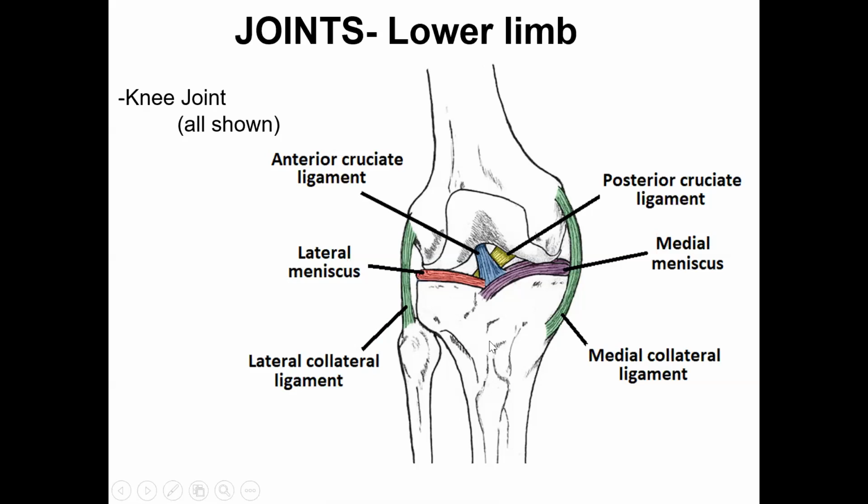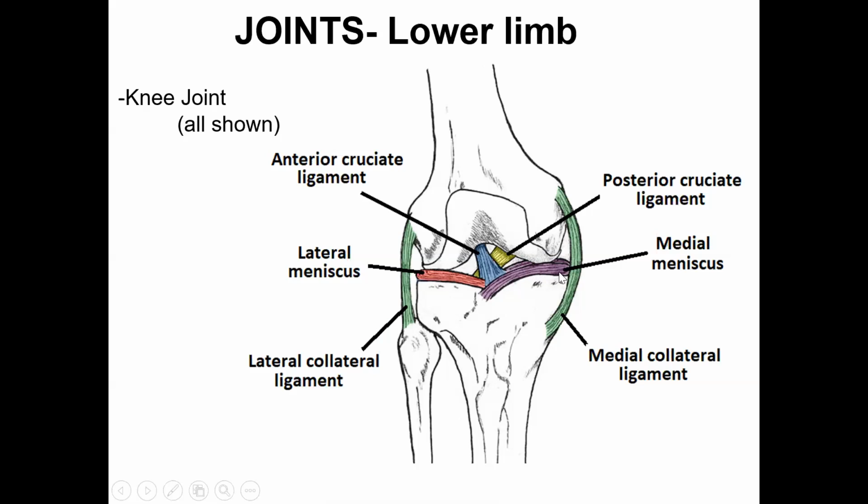And then the final components of the knee joint are the menisci. So the menisci are these cartilage-lined surfaces of the tibia. We've got the lateral meniscus that comes in contact with the lateral condyle of the femur, and then we've got the medial meniscus of the tibia, which comes in contact with the medial condyle of the femur.